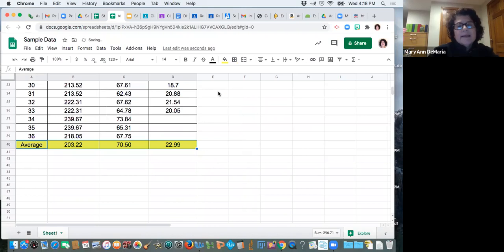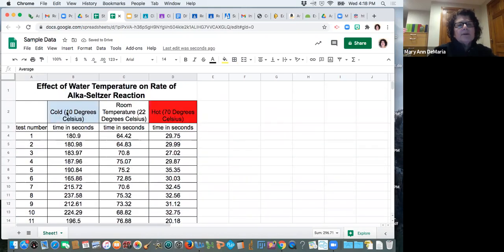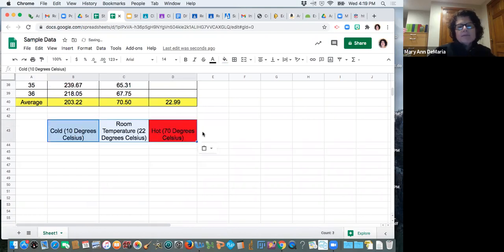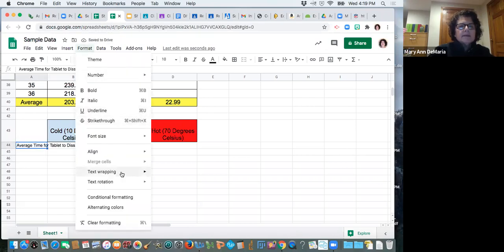What I want is my independent variable, the temperature of the water, on my x-axis, and that average reaction time in seconds on my y-axis. So what I tell the kids to do is create a second little data table down here. There's my independent variable, and then I'm going to type in average time for tablet to dissolve. I'm making it really explicit, and I'm just going to wrap that text.